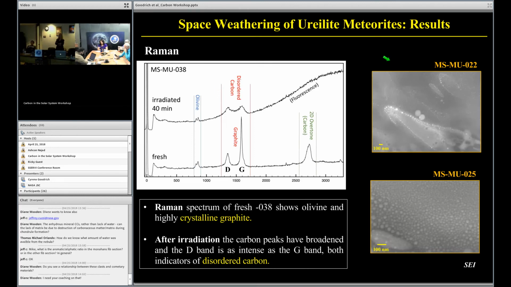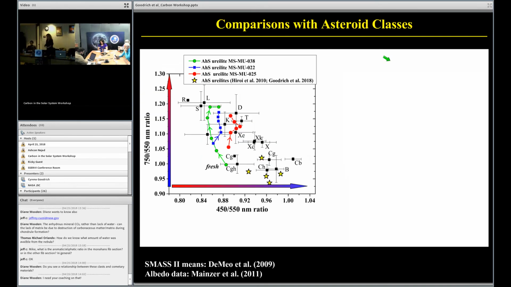In addition, we looked at high-resolution scanning electron microscope images of the irradiated samples, and in all cases, we saw significant melting or vaporization of the grain surfaces with production of nanophase iron and sulfide spherules.